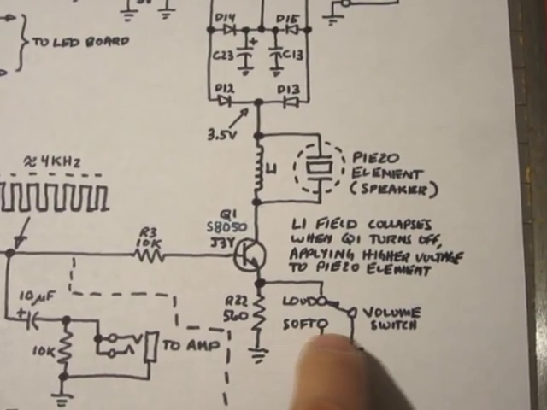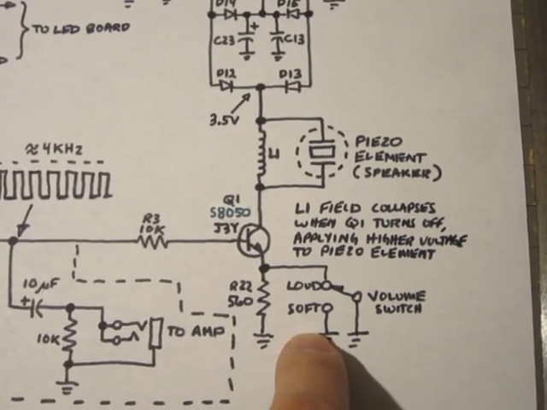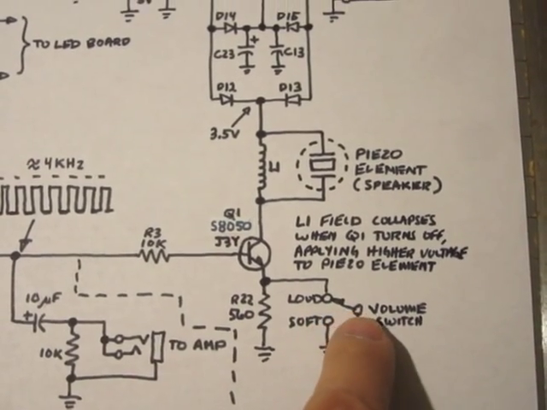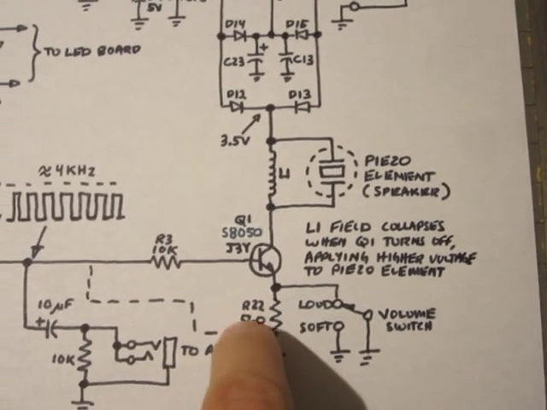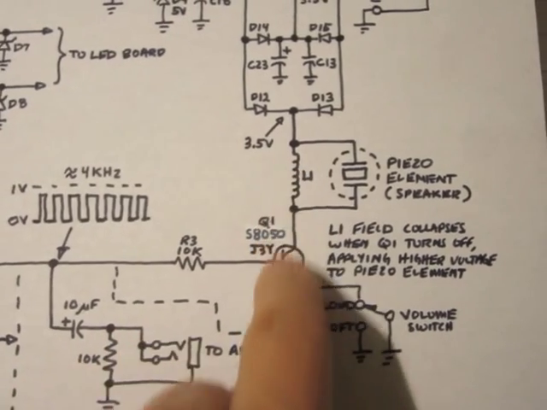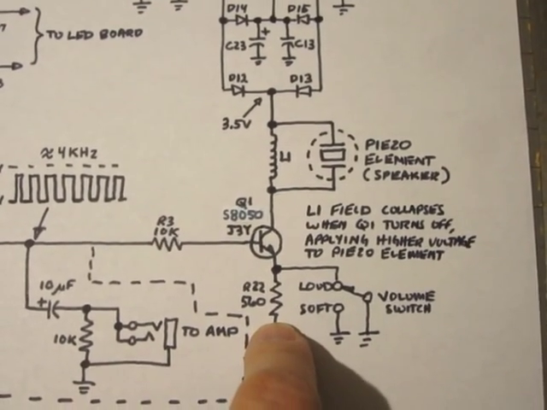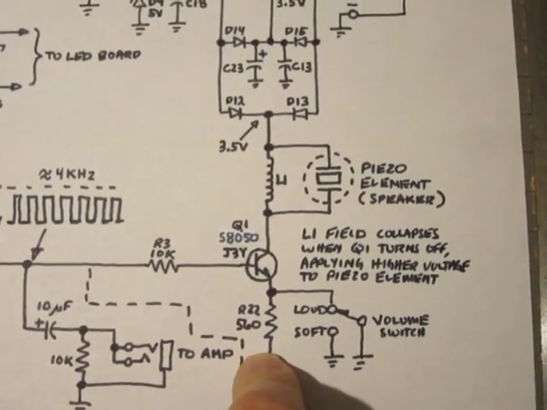There is a loud, soft volume switch on the clock, and when you put it in loud mode, the switch bypasses the 560 ohm resistor, so it pulls more current through there. If you put it in soft mode, it allows the resistor to be there.